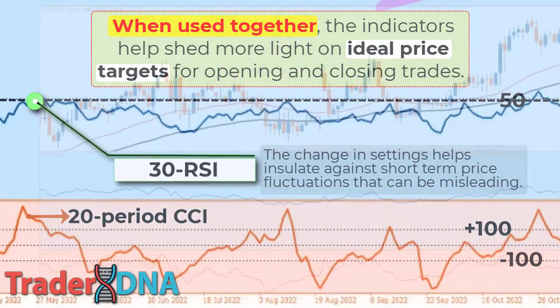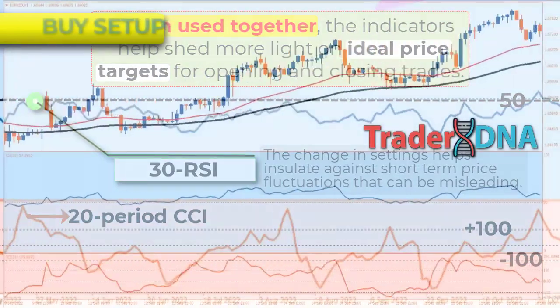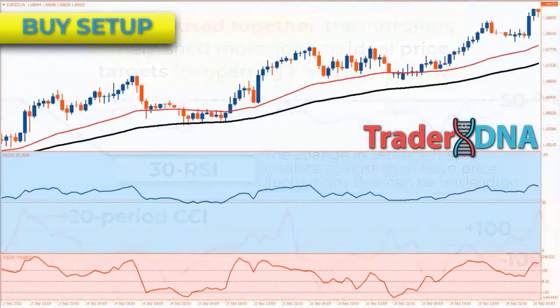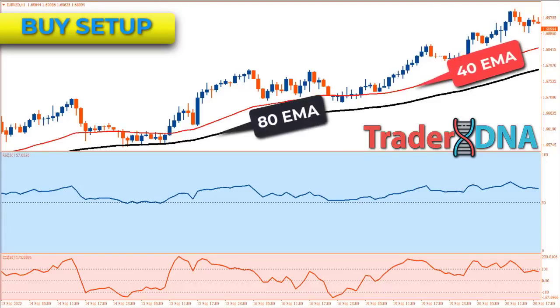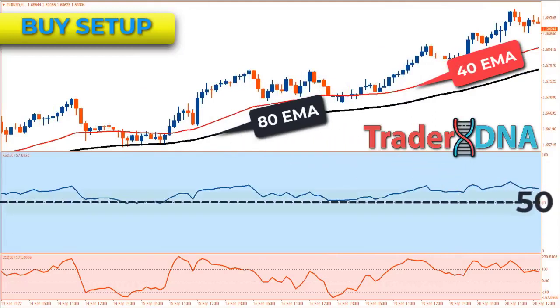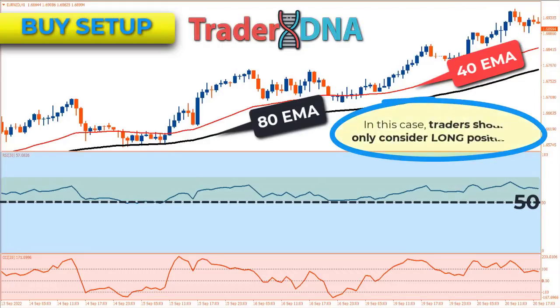Buy setup while using EMA, RSI and CCI indicators. A trader should only consider entering a long position or buy when: first, the 40-period is above the 80-period EMA. Second, the 30-period RSI reading is above 50. Such a reading indicates an underlying upward momentum in the price of the underlying security. In this case, traders should only consider long positions.